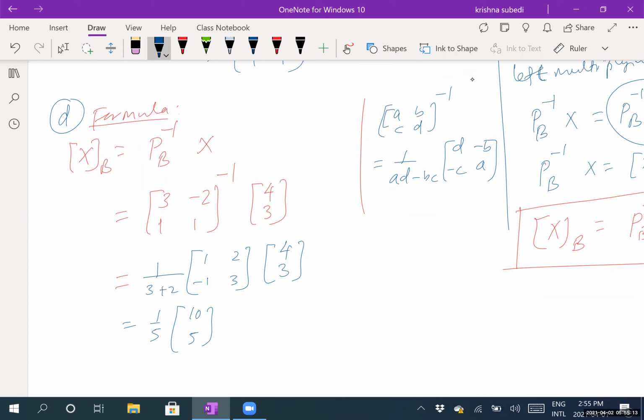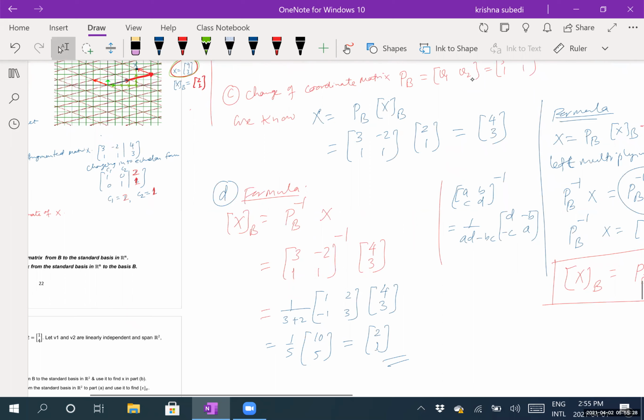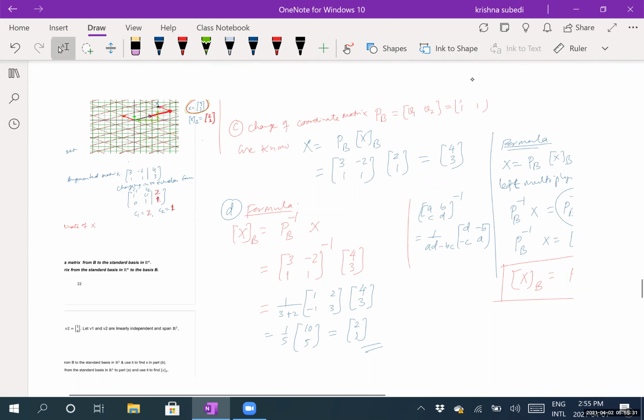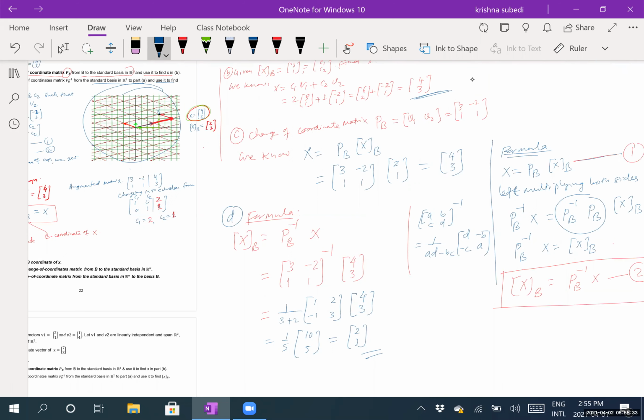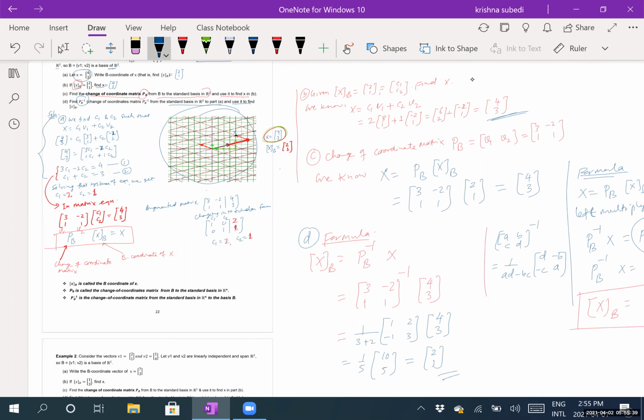If you multiply these two matrices, you're going to get 10 and 5, which means 2 and 1. Okay, this is the exact answer we got earlier, right? So now we have many different methods to do it. One method is, if we are given a graph, we can just look at the graph and find the answer, or we can use the technique that we use in A and B, or we can use the technique that we use in C and D.